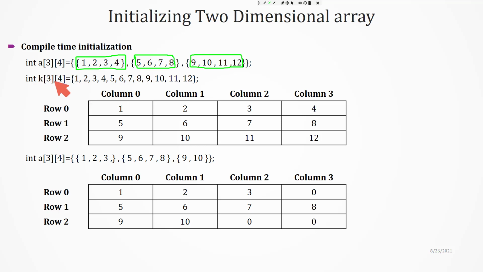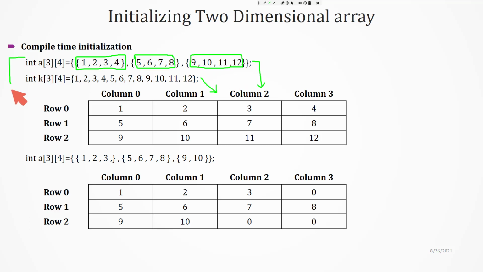I have another array, int k of 3, 4. 12 elements will be there, and I have just given 1, 2, 3, 4, 5 up to 12. Both have the same meaning. So in these two ways, we can declare and initialize an array.